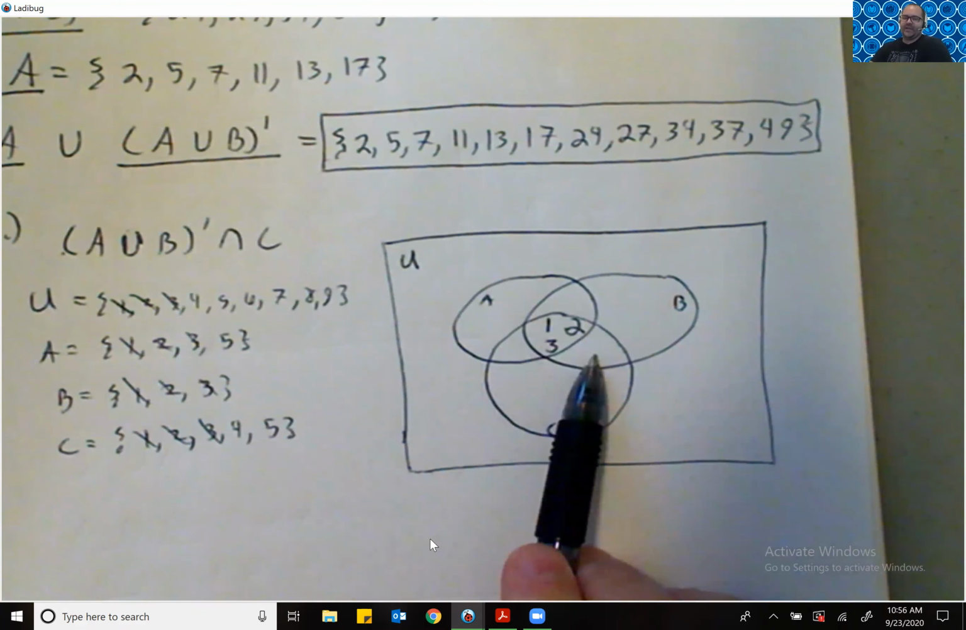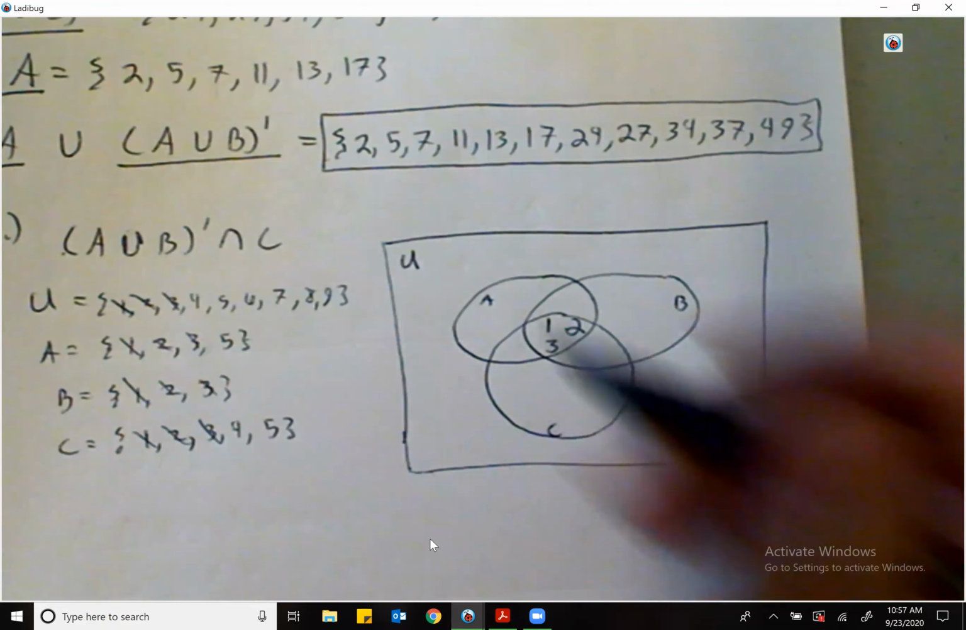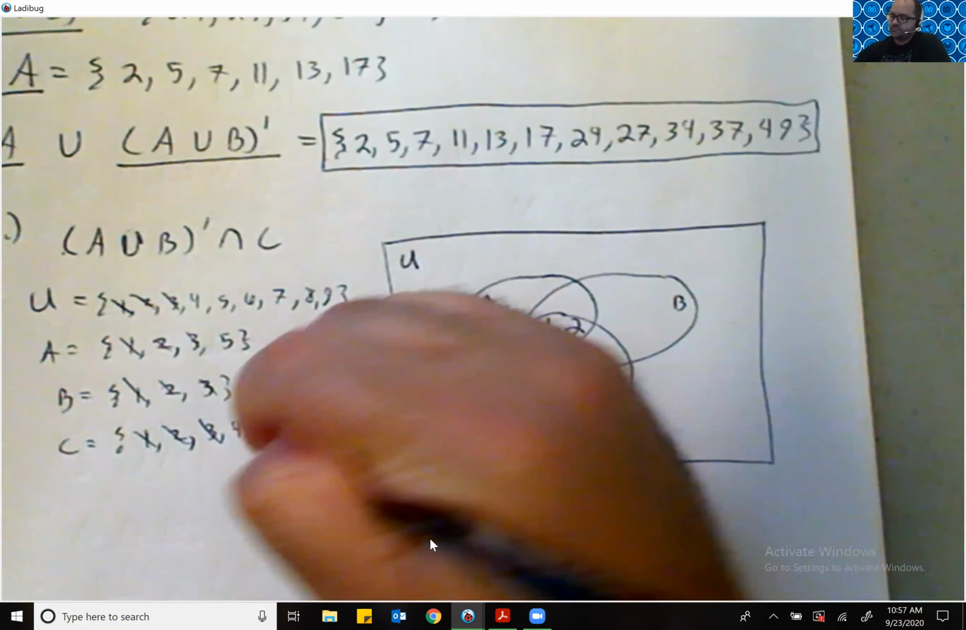This is about what B and C have in common. Anything? No. None. A and C? 5. Okay. So we put 5 in here. Cross off the 5s.